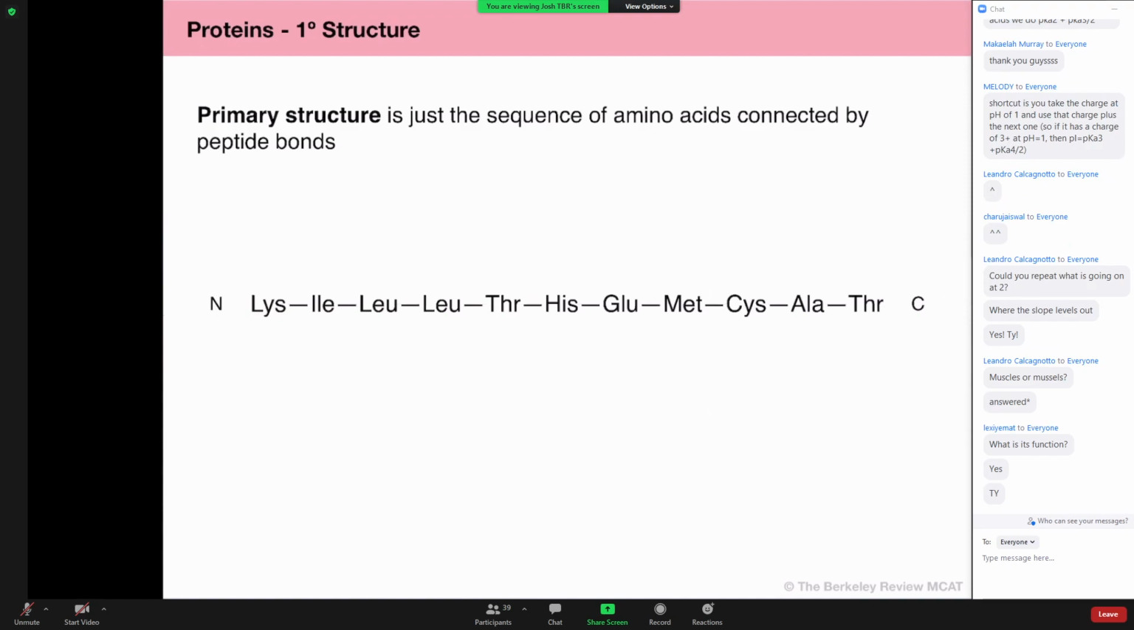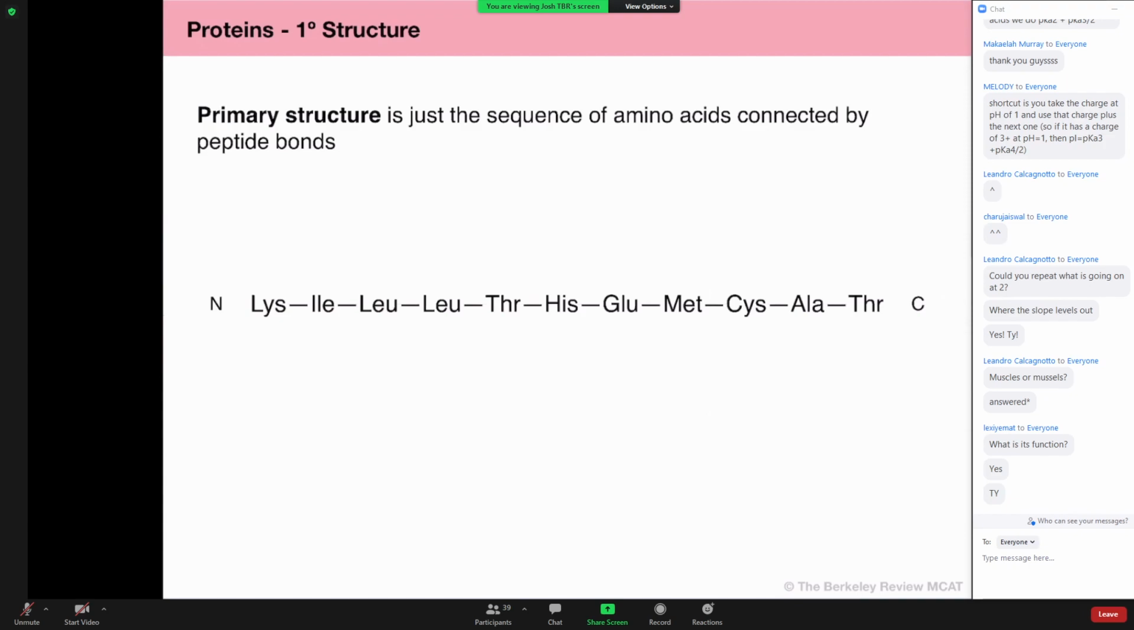Okay, so protein primary structure. This is just the sequence of amino acids connected by peptide bonds. That's all the primary structure is. If you have a protein or a peptide or whatever it is, the primary structure is just the residues connected by peptide bonds.